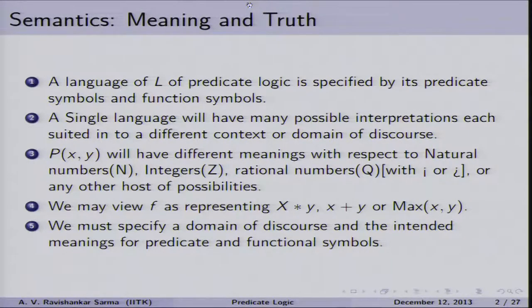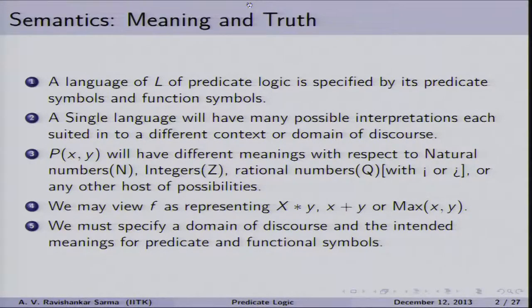So a language L of predicate logic is specified by its predicate symbols, functional symbols, variables and constants. So functional symbols, variables, constants and predicates are the four building blocks of predicate logic. And we need to have quantifiers: there exists some x, for all x, etc. A single language will have many possible interpretations, each suited to a different context or domain of discourse.